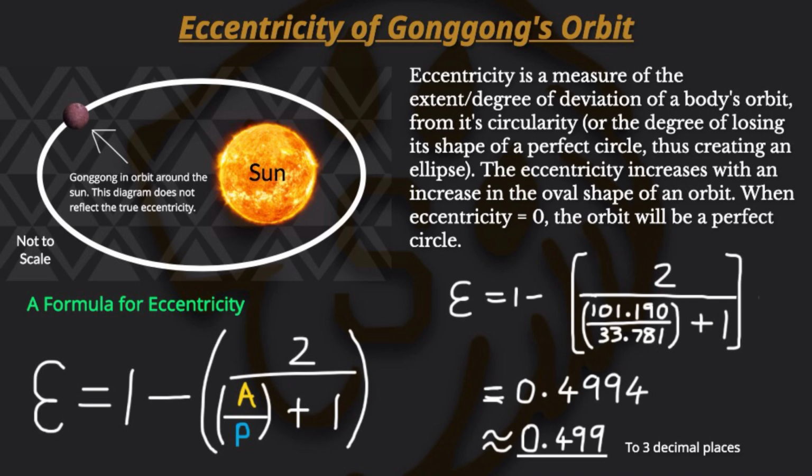So that's the formula at the bottom left corner there. We have epsilon is equal to 1 minus that fraction in brackets. So it's very straightforward. It's just numbers. The A that you see in yellow there, that's the aphelion that we've looked at, and then the blue P there, that's the perihelion that we've looked at, the shortest distance from the sun. The aphelion is the apoapsis, which is the longest distance. Perihelion is basically periapsis, which is the shortest distance from the star that the planet, or the dwarf planet in our case, is orbiting.